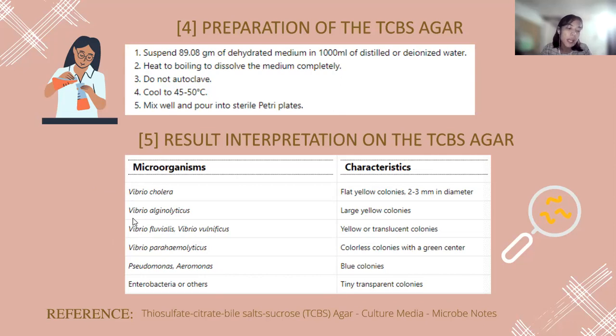Okay. And lastly, TCBS agar is an unsatisfactory medium for Vibrio species when performing oxidase testing. So when performing oxidase testing, it is not advisable to use this type of agar. We have to look for another type of agar that can be used when we are testing for the oxidase process of these microorganisms.